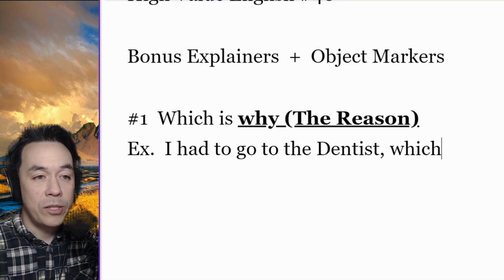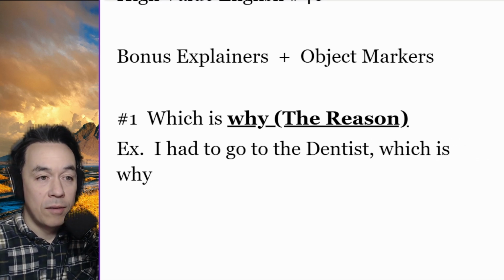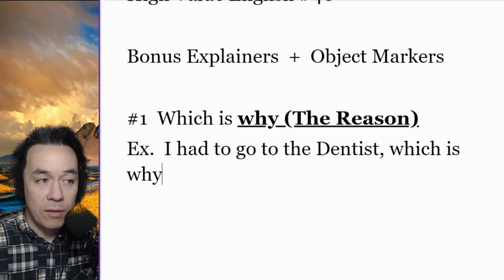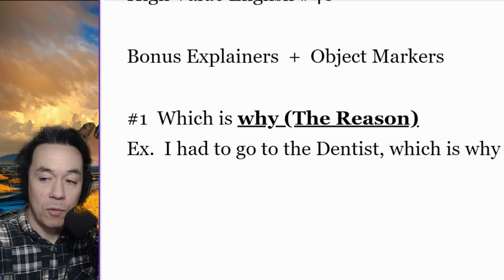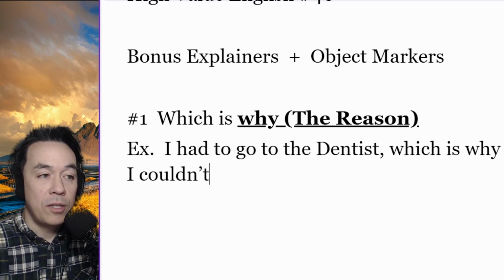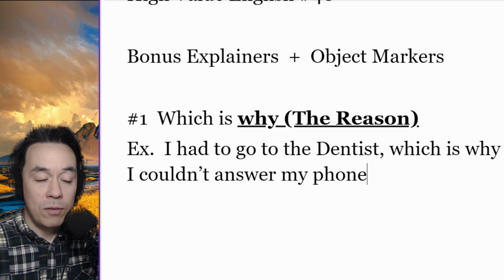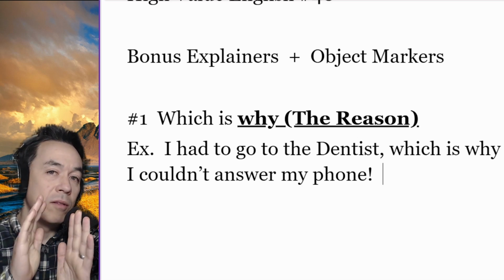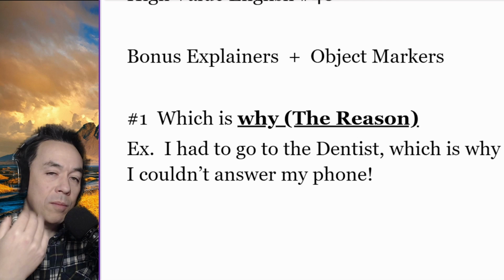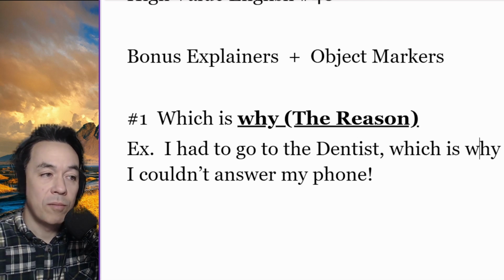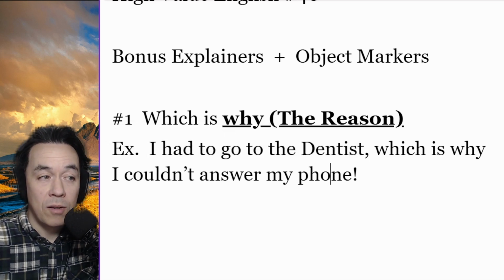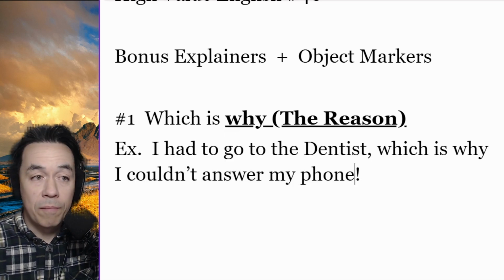Then I'm going to say which is why. So this is saying the dentist is the reason. Now, which is why I couldn't answer my phone. This is a message saying that the listener is calling me, but I couldn't answer the phone. I was busy. I had to go to the dentist. And this is the reason I couldn't answer the phone.